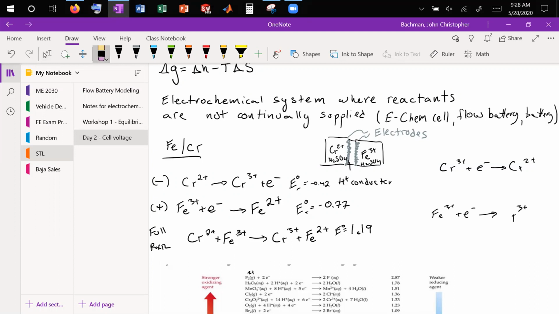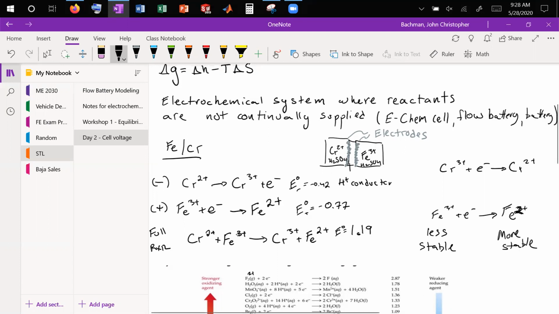Iron going into chromium, that would be cool. We'd have a nuclear reaction going on, going into iron 2+. So in this case, relative to the top reaction, this is more stable, and this is less stable. Keep in mind, these are relative to these two. And in this case, this is this chromium.